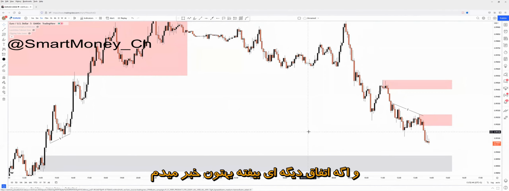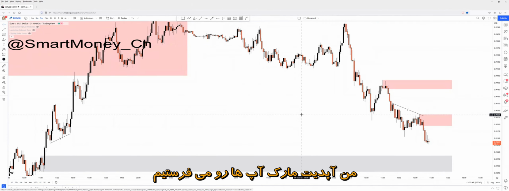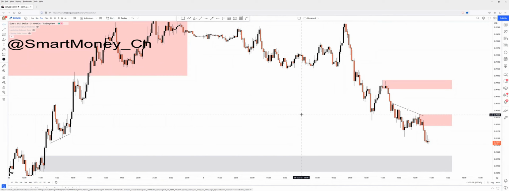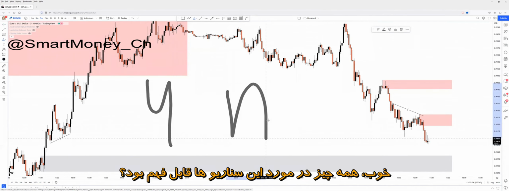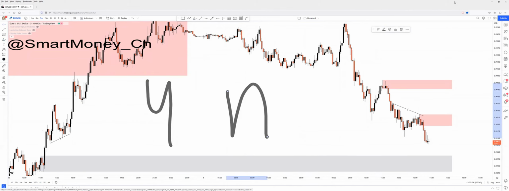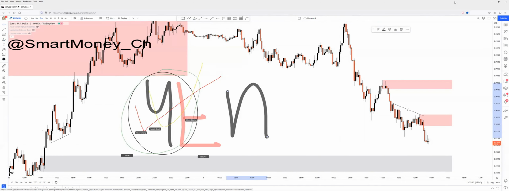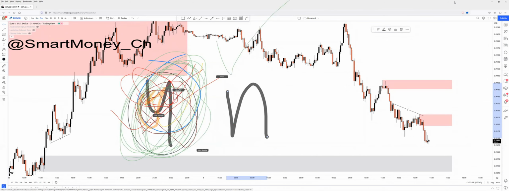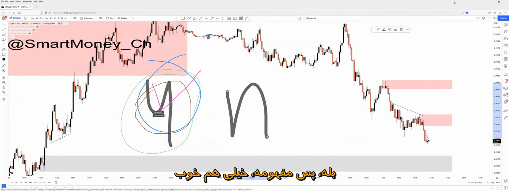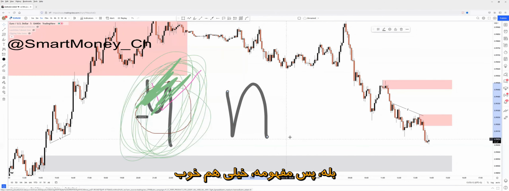And if something else happens or some scenario happens in this session, I will update you guys. I will send the market updates. So, everything understandable around these scenarios? All right. So it's understandable, pretty nice.